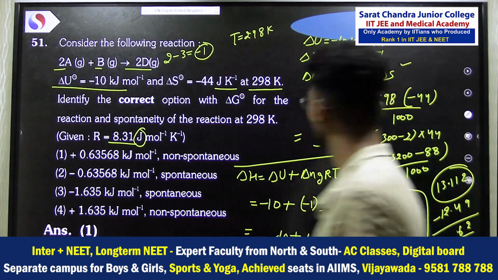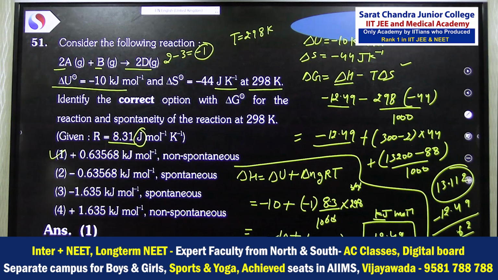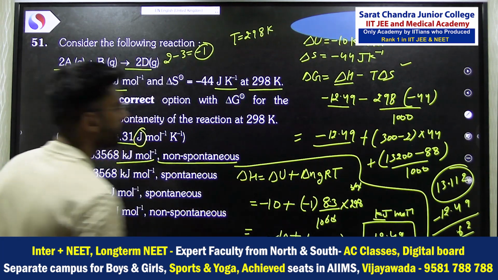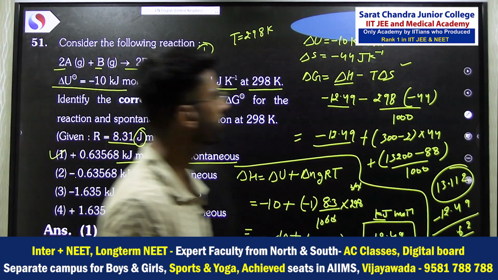Which option is it? This is a positive answer, so it is near to this answer, 0.63568 kilojoules. And I know that if the delta G value is greater than 0, your process will be non-spontaneous. If the delta G value is negative, it will be spontaneous. So option 1 will be the correct answer. So next question.